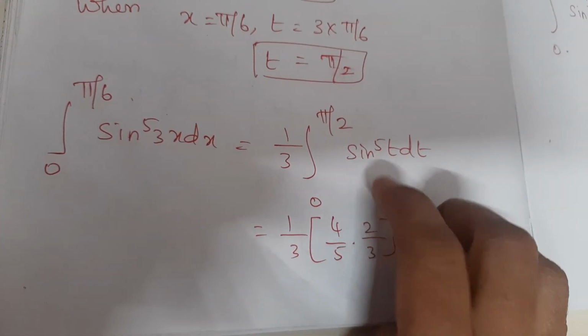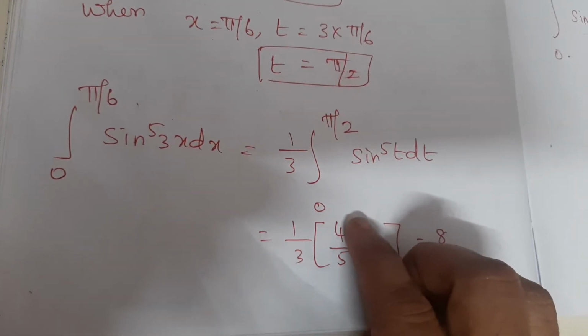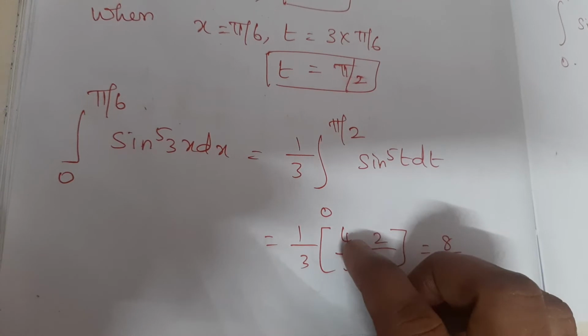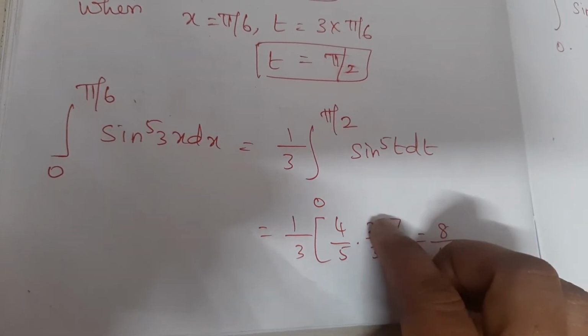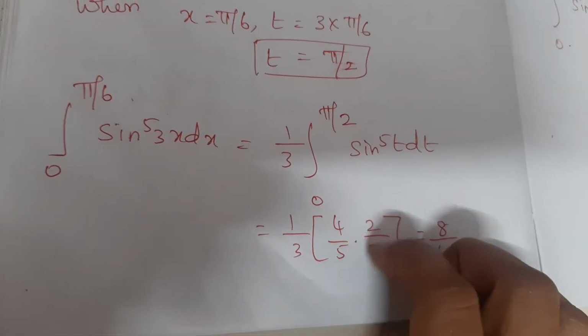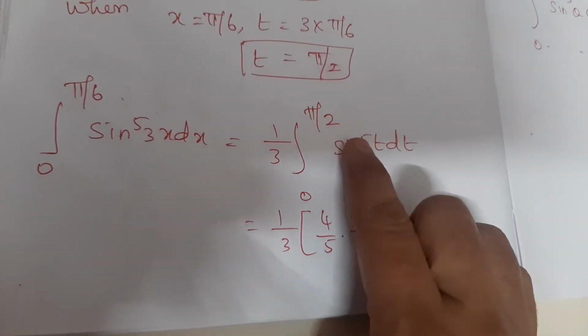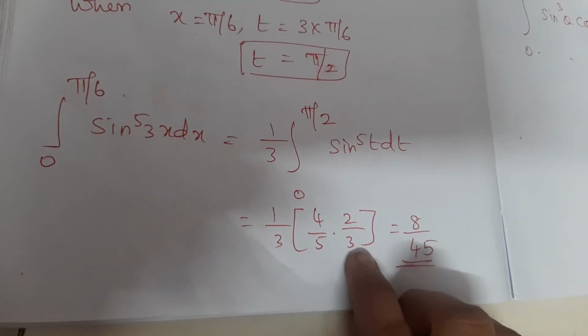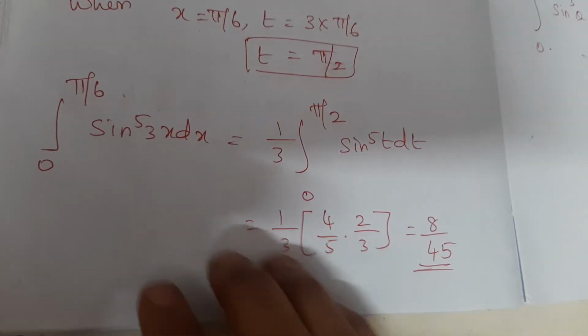So this is an odd number. Odd number means n minus 1 by n, then 4 minus 2 is 2, then 5 minus 2 is 3. So whenever you are looking at 2 by 3, if it is an odd number, 2 by 3 is the last term. So the answer is 8 by 45.